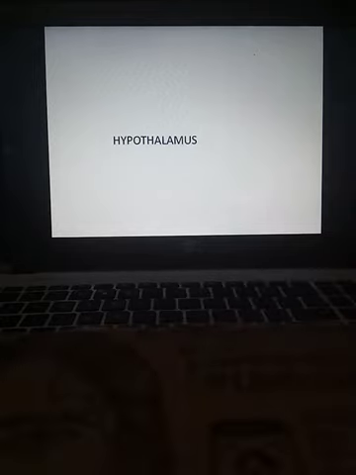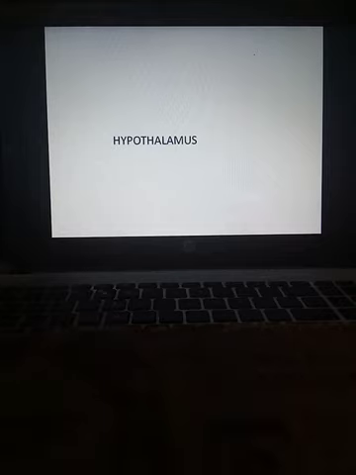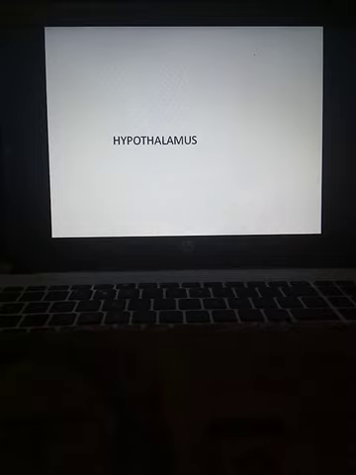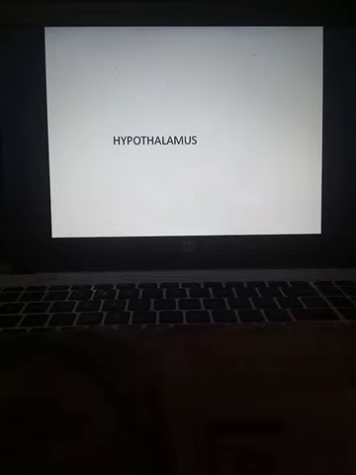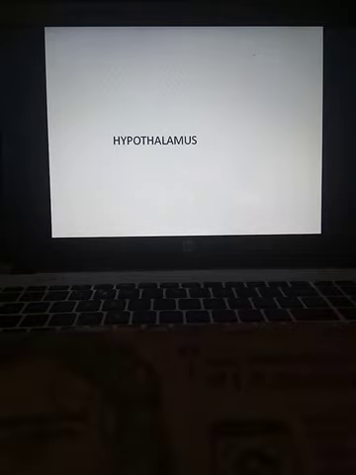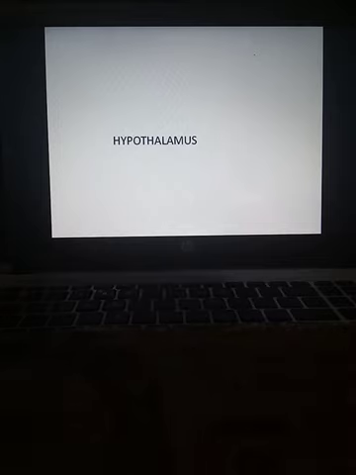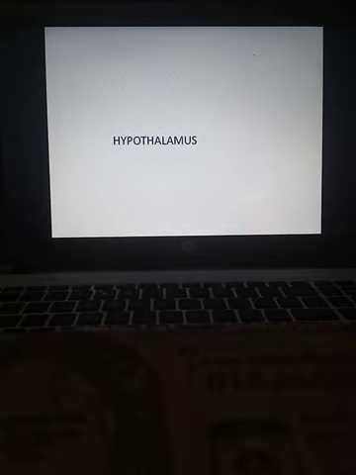What is this hypothalamus? Before the hypothalamus, we just talked about the metathalamus, which is part of the dorsal diencephalon, and we talked about the thalamus, which is again part of the dorsal diencephalon. But here we will be discussing the hypothalamus, which is again part of the diencephalon, but the ventral part.